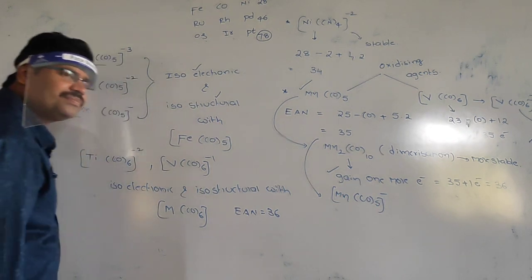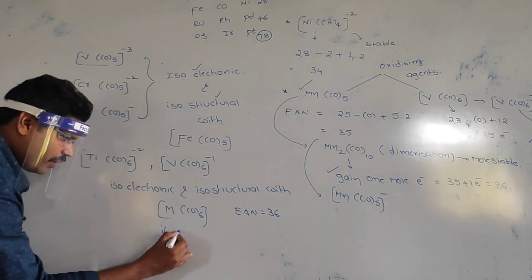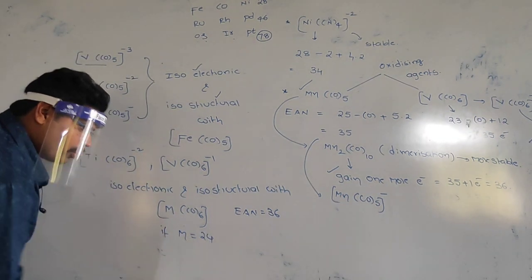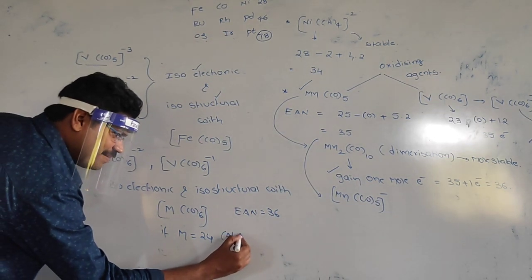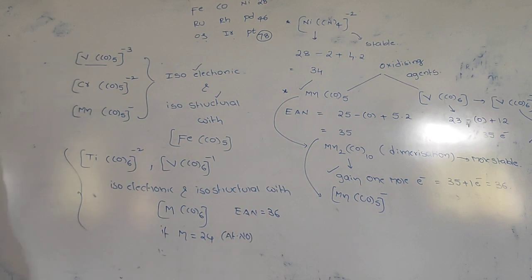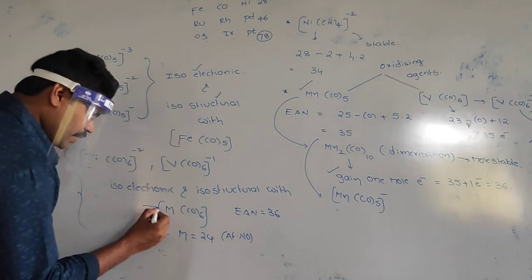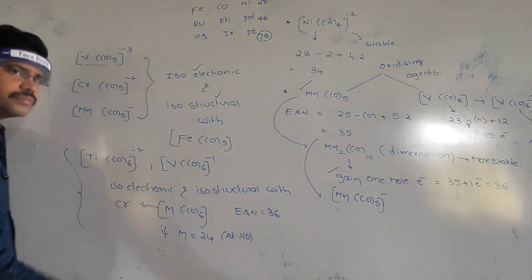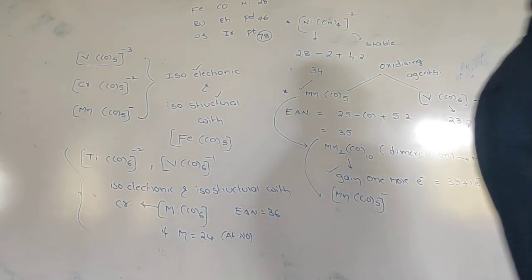It will be 36. So if M is equal to 24, meaning the atomic number is 24, then these three species are isoelectronic and isostructural. Then what is M here, students? What is M here? Come on. Chromium. This is an objective question, sir.